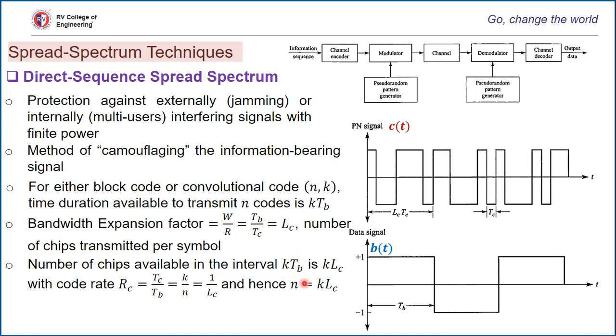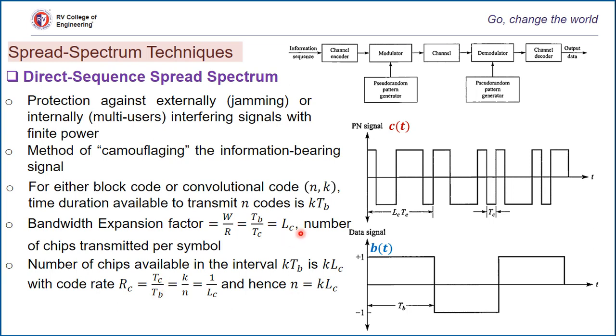The total number of symbols in that interval k times Tb is n, and the number of chips transmitted per symbol is also Lc, so that n equals k times Lc, by the relation between Tc and Tb.